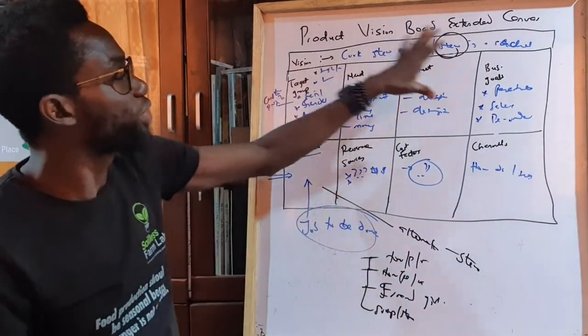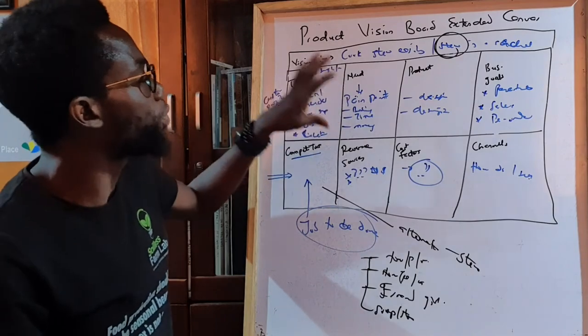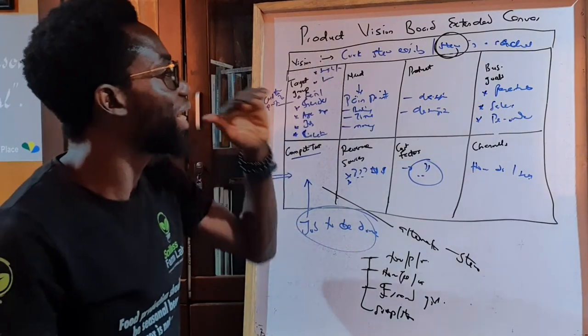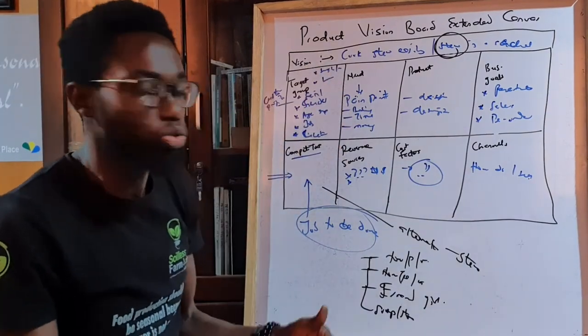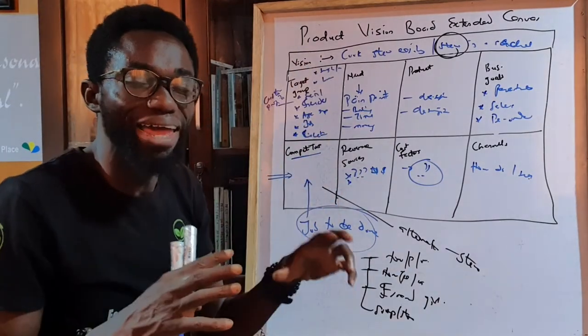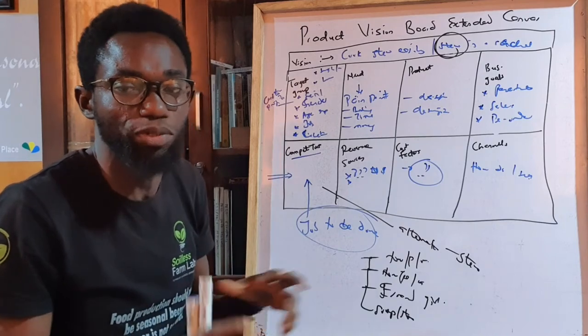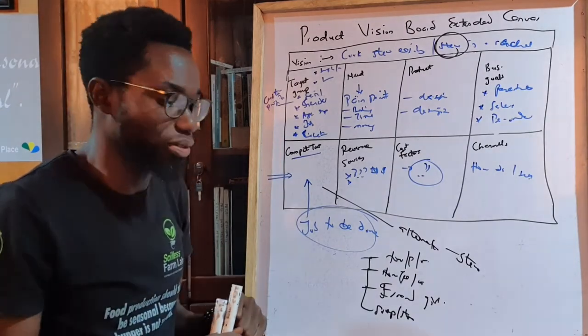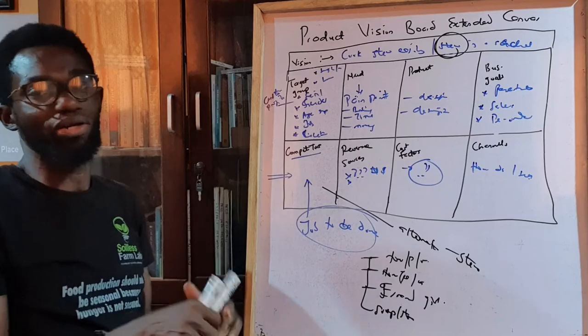Now, all of this together gives you a proper product vision board extended canvas, so that at the end of the day, you are able to capture every possible thing that needs capturing. Hope this makes sense. So we'll continue in the next class with another canvas.